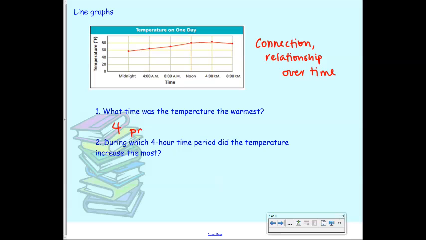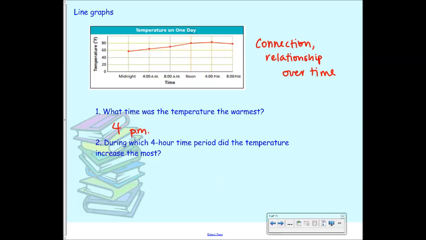So what are we looking for there? You're looking for the biggest increase, so you're looking for where the line does what? Goes up the most. So the first thing you can throw out is, when does the line not go up? 4 p.m. to 8 p.m., it doesn't go up at all. So we can throw out that interval. Is it going up from noon to 4? Barely. So we can probably get rid of that too.